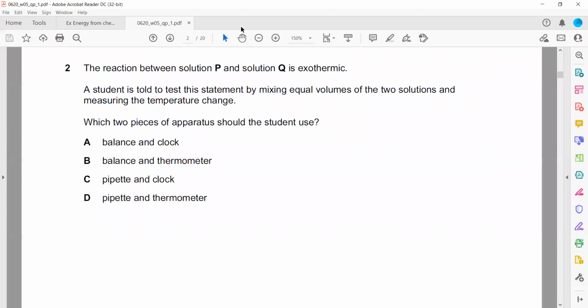The reaction between solution P and solution Q is exothermic. Exothermic means it releases energy. A student is told to test the statement by mixing equal volumes of the two solutions and measuring the temperature change. Which two pieces of apparatus should the student use? He wants to measure the temperature change, and he wants to measure the volume because he wants to mix equal volumes of the solutions. So which two pieces of apparatus should the student use?